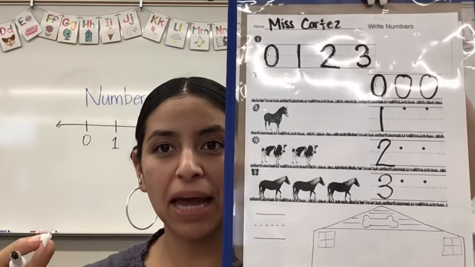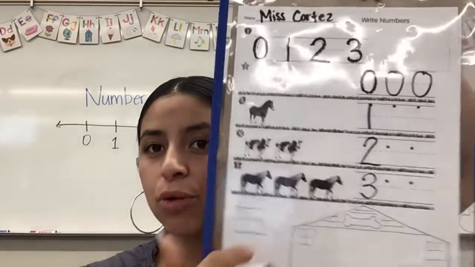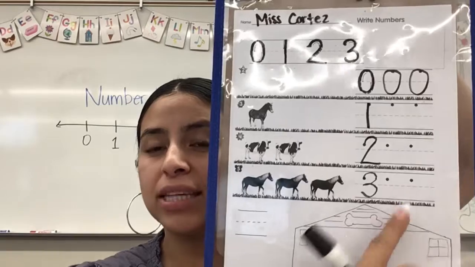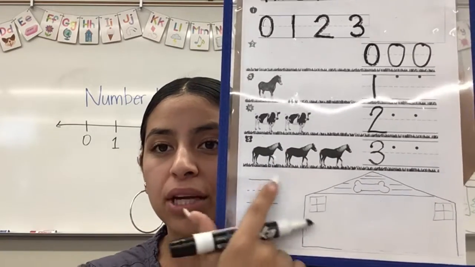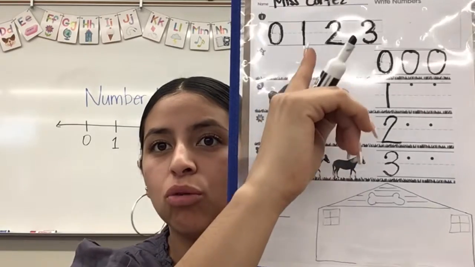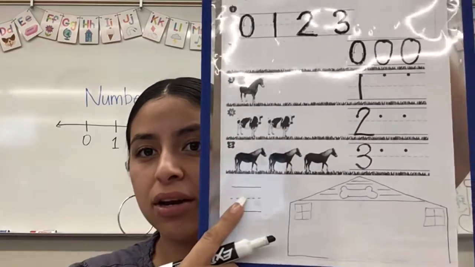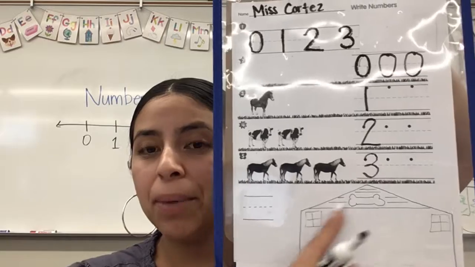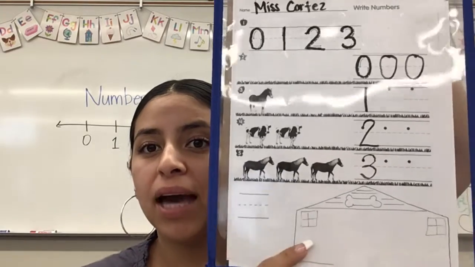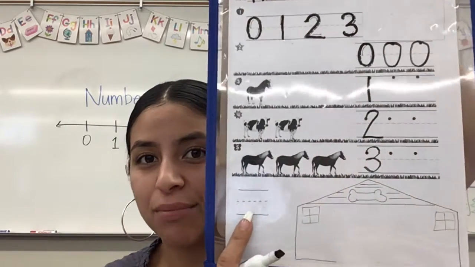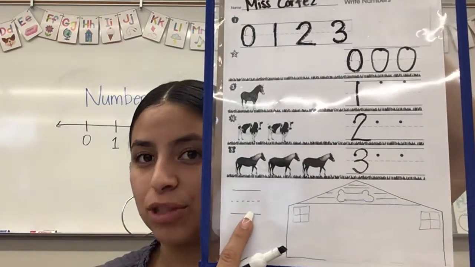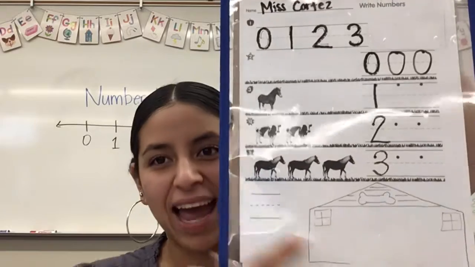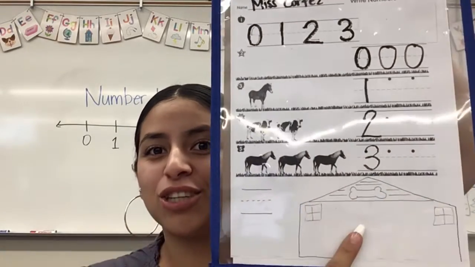Okay, so for your assignment, you're going to take a picture of your sheet with your completed numbers that you practiced by yourself. And you're also going to write a number down here, any number you'd like. It could be 0, 1, 2, or 3. And you're going to draw that many puppies in your puppy house. So if you write the number 1, you're going to draw 1 puppy. If you write the number 2, you're going to draw 2 puppies. And if you write the number 3, you're going to draw 3 puppies.